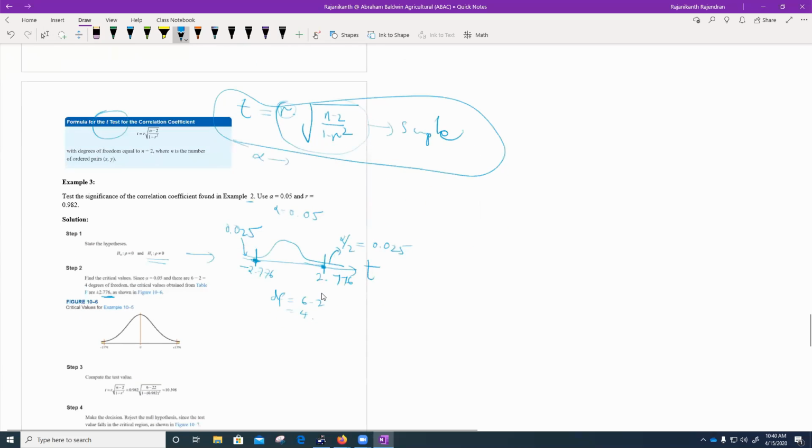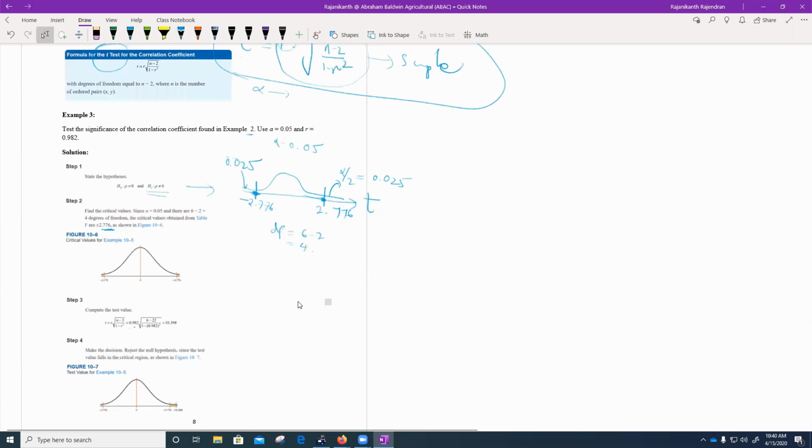We know little r, which we just found in the previous example, is 0.982. I'm plugging those values into the formula, with n equal to 6, and simplifying. It is 10.398. So 10.398 is far away from my critical values. Therefore, the test value falls into the rejection region, and you reject your null hypothesis.